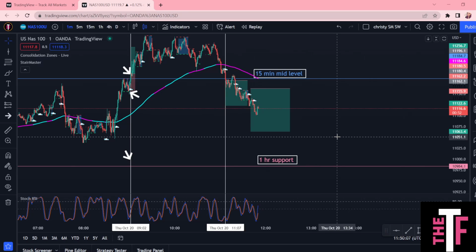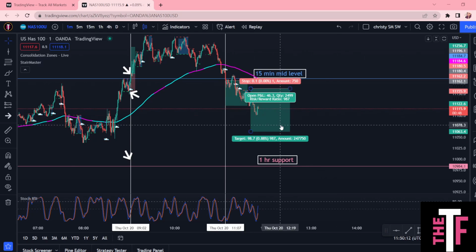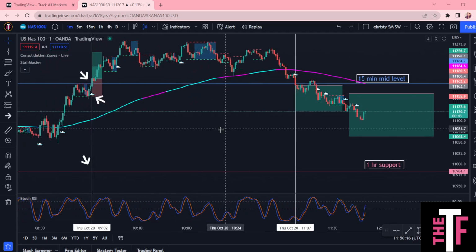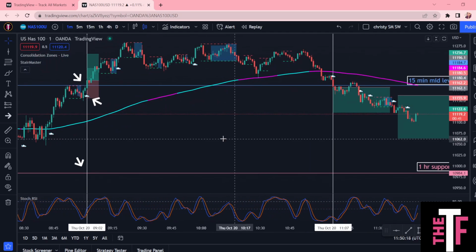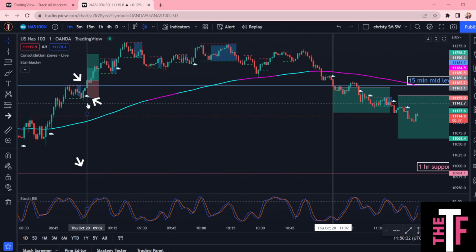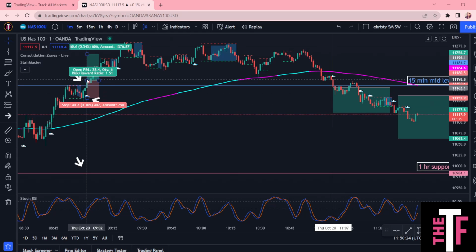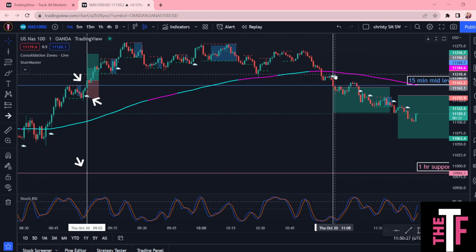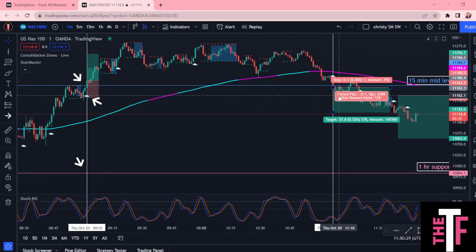You want to make sure that you guys are securing what you can when you're making it, because as you can see, this is a lovely move that's happening here. I'll zoom in a little bit better so you can get an idea for what the candles look like and what the entries would have looked like. So this would have been your buy that made sense because you broke the 15-minute mid-level. This would have been the sell because you broke that 15-minute mid-level.